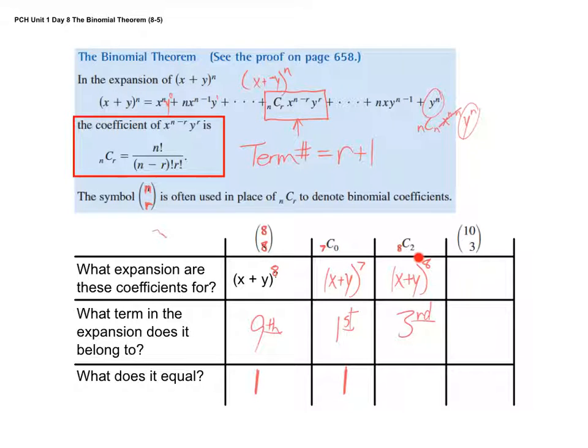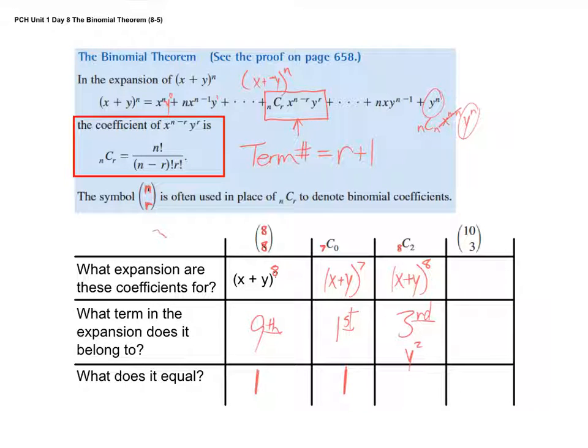And by the way, since 2 is r, I know this term is going to have a y squared in it. Because remember we said the r is also the power of y. So r is always the power of your second term. Yes, r will always be the power of that second term.